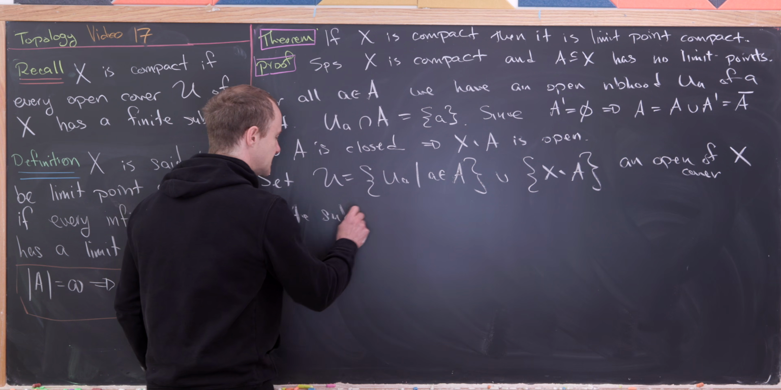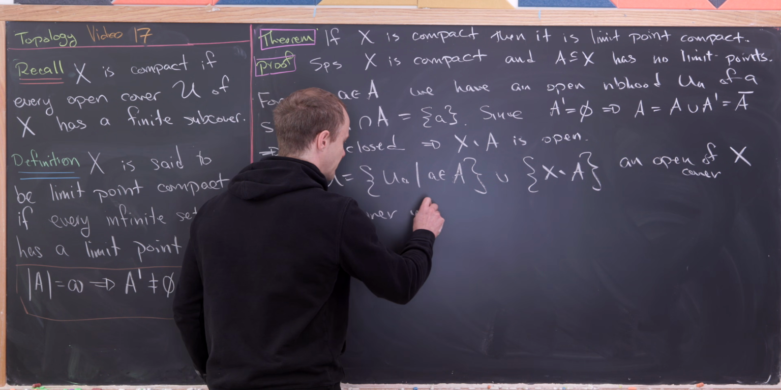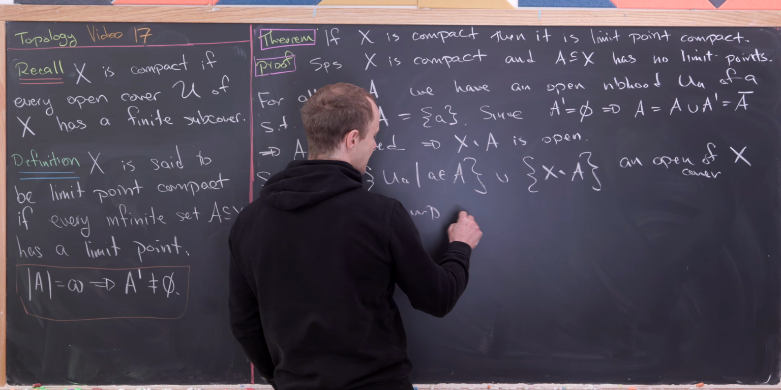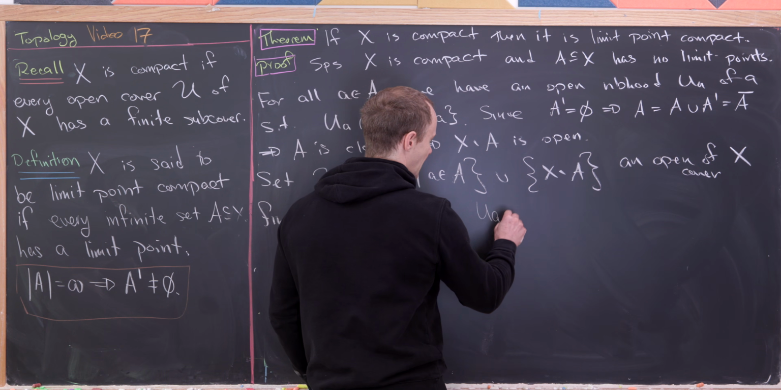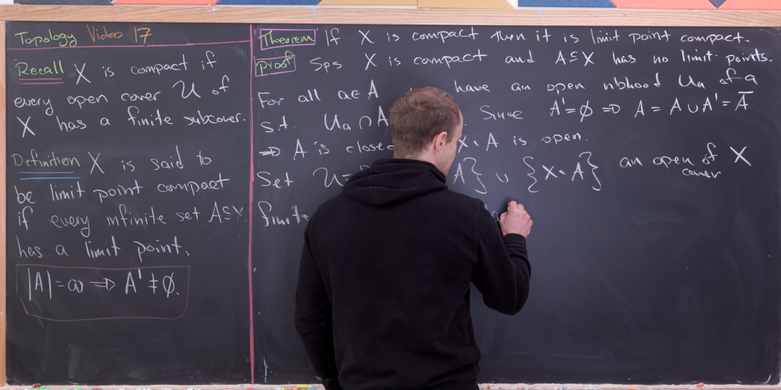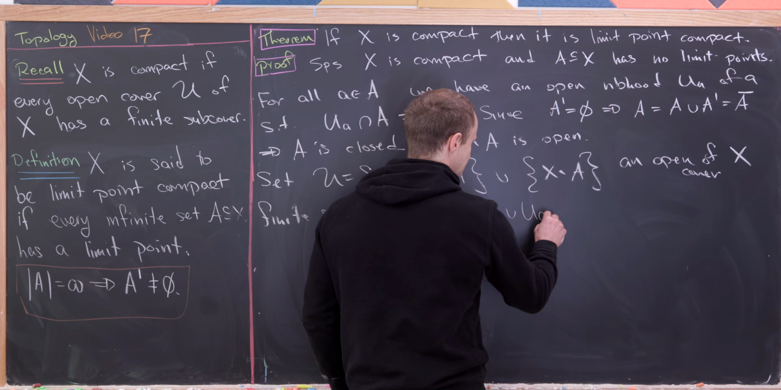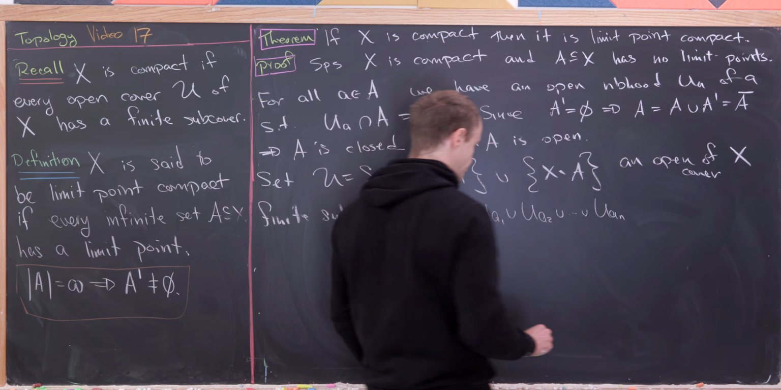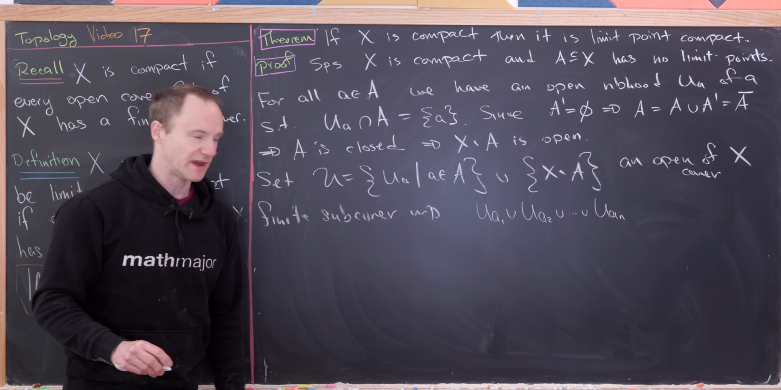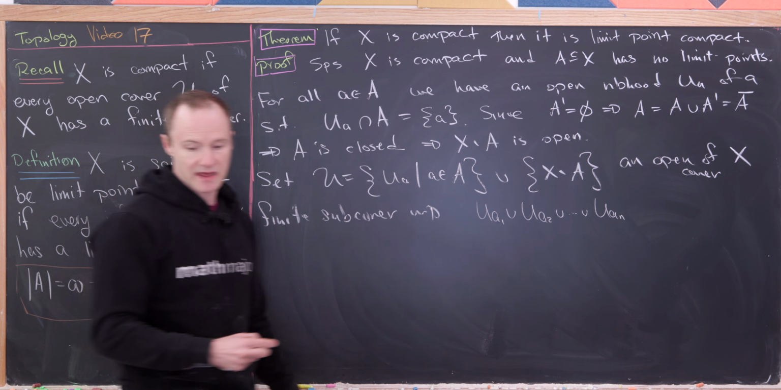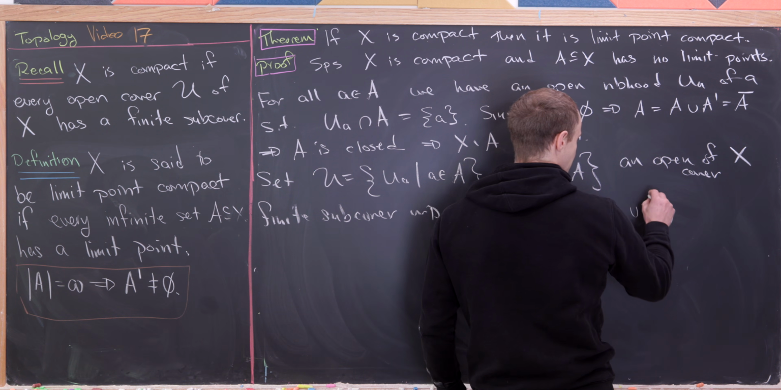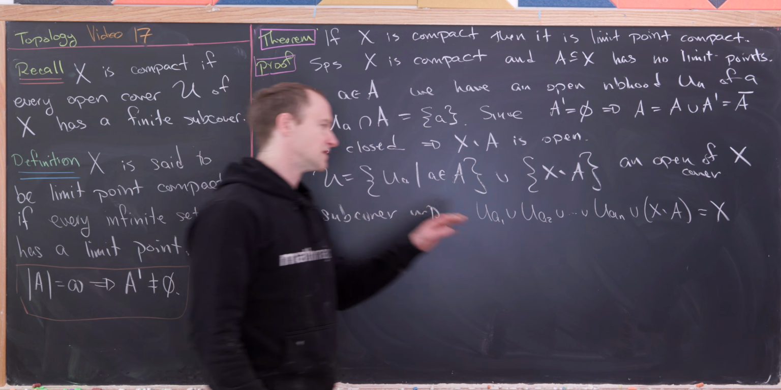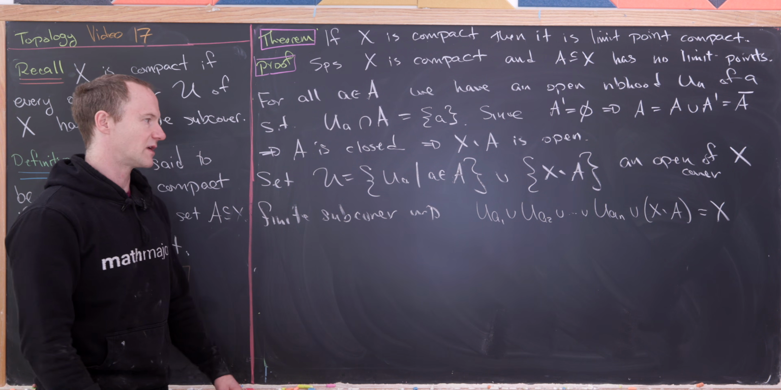And we're guaranteed to have a finite subcover because X is compact. And let's say that finite subcover is U sub A1, U sub A2, and so on and so forth. That means I should be able to take the union of all of these U sub A1, U sub A2, all the way up to U sub AN, and maybe X minus A, and get all of X. So that's it being a finite subcover.